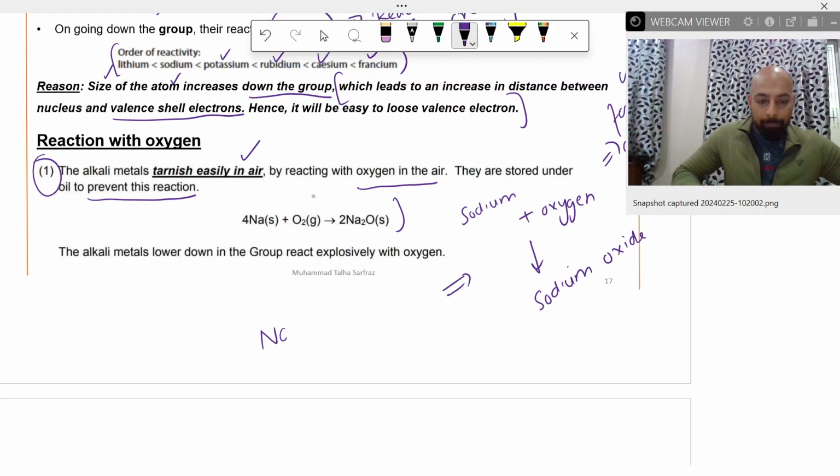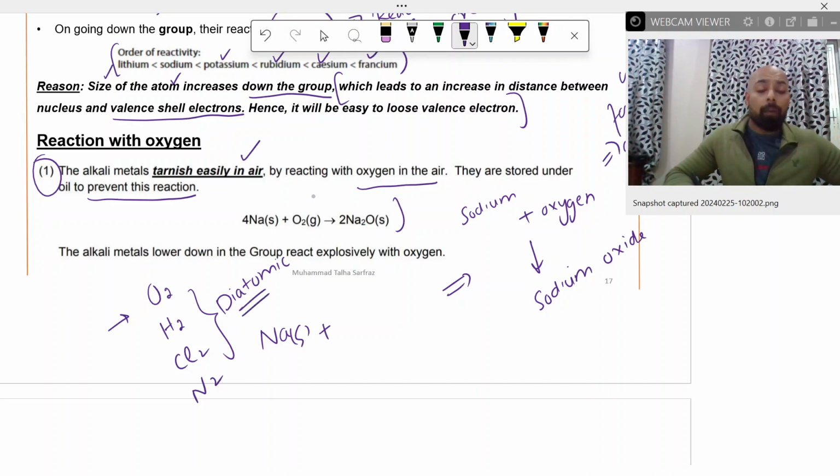We have sodium, Na. Metals are solid in nature, तो आप state symbol क्या लिखोगे इसके साथ? Solid. ठीक है? Plus oxygen. Oxygen is a gas, and most of the gases, I'm not saying all, most of the gases are diatomic. For example, we have oxygen, hydrogen, chlorine, nitrogen. So these gases are usually diatomic in nature. तो जब भी आप इनको लिखोगे अपने equations के अंदर, you have to write them as two atoms: O2, H2, Cl2, N2, etc. ठीक है?